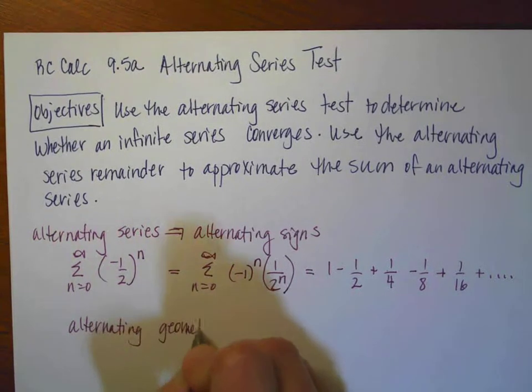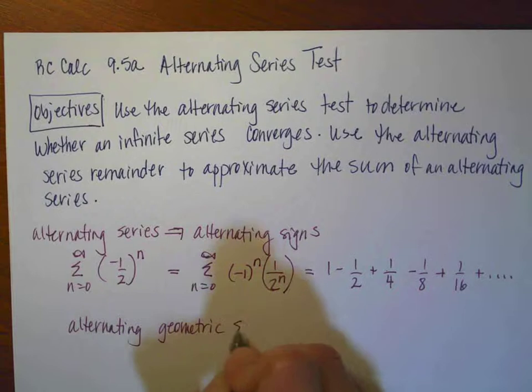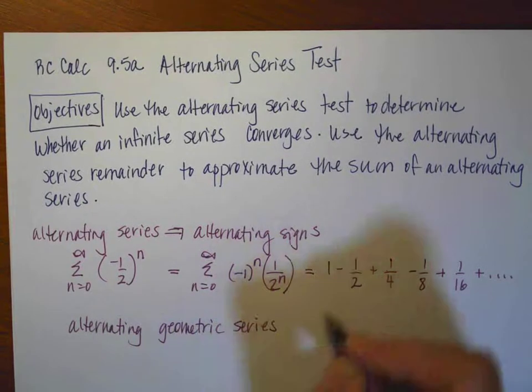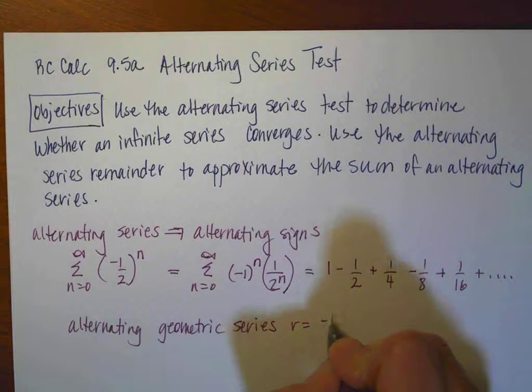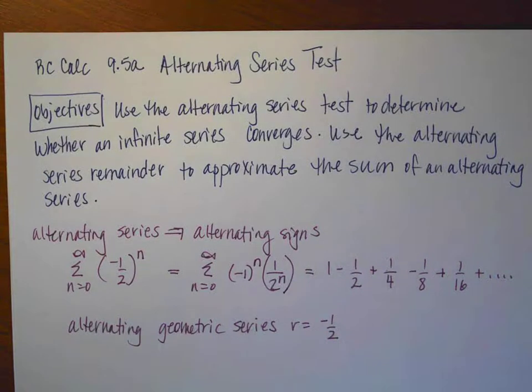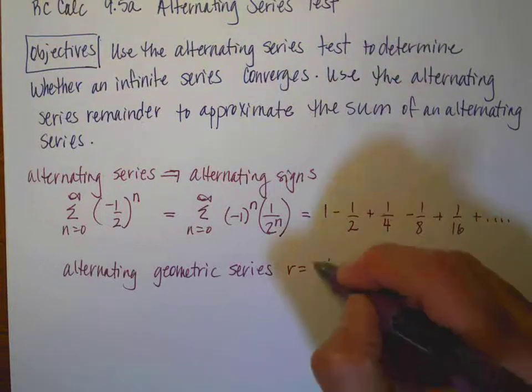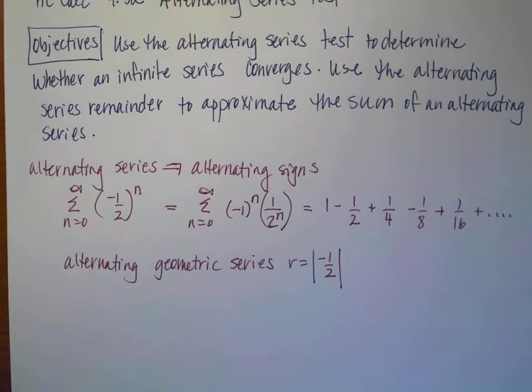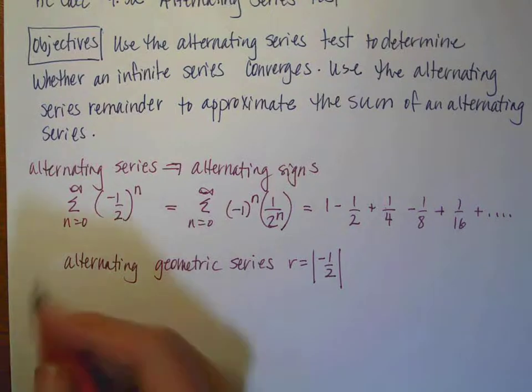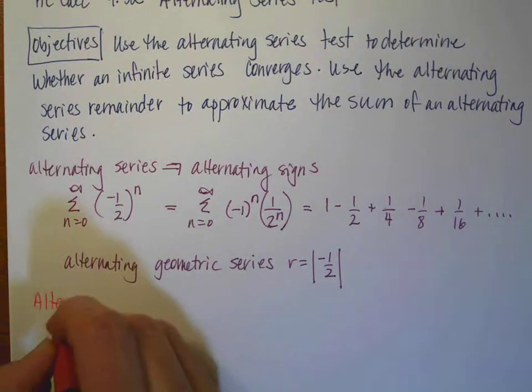All right? This particular one is an alternating geometric series. And in this case, r is going to equal a negative 1/2. And then we can talk about whether it converged or diverged based on what r is. And remember, then we would want to talk about the absolute value of r. So now let's talk about the alternating series test.